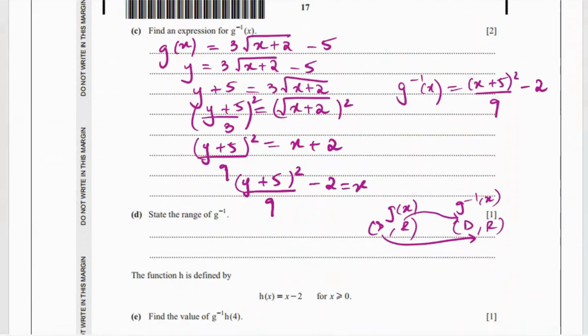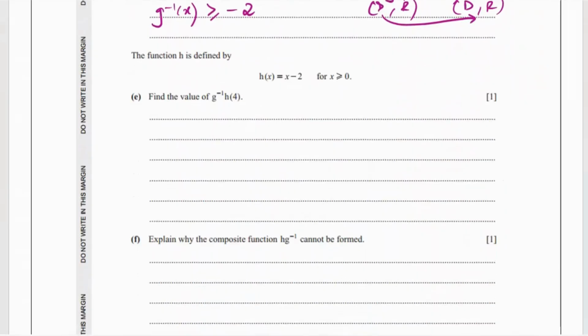So we know x greater than or equal to -2 is your domain. So that becomes the range of the inverse. So g inverse of x is going to be greater than or equal to -2. That is your range. Once again, we swap the domain and range for the inverse and the original function.